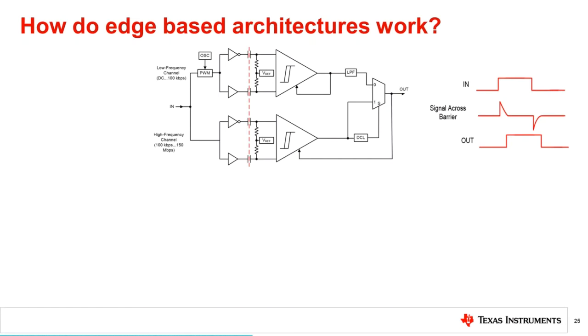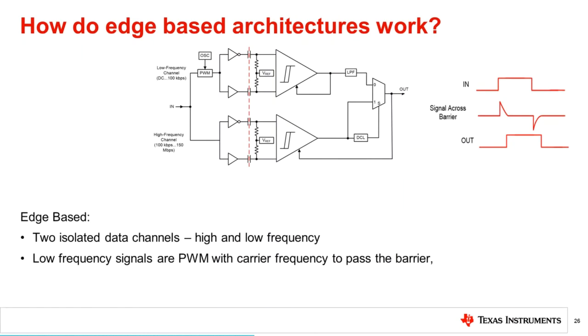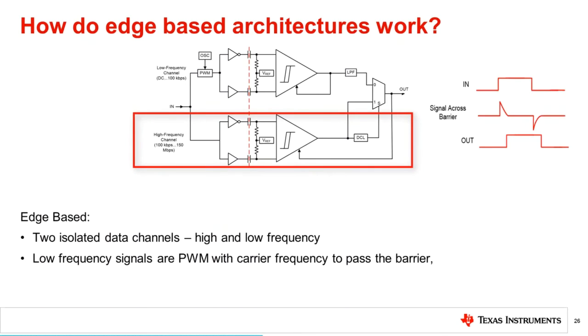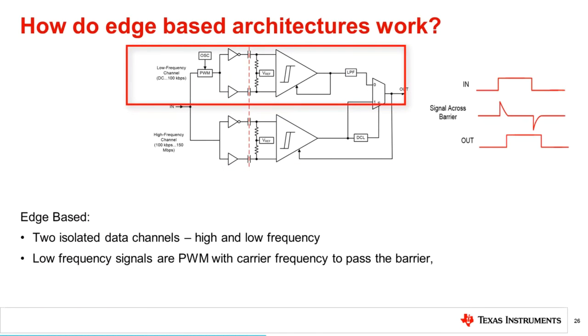With an edge-based digital isolator like the one shown here, data transmission is initiated with an input pulse of specified duration. The I/O channel consists of two internal data channels, a high-frequency channel with a bandwidth from 100 kilobits per second up to 25 megabits per second, and a low-frequency channel covering the range of 100 kilobits per second down to DC.